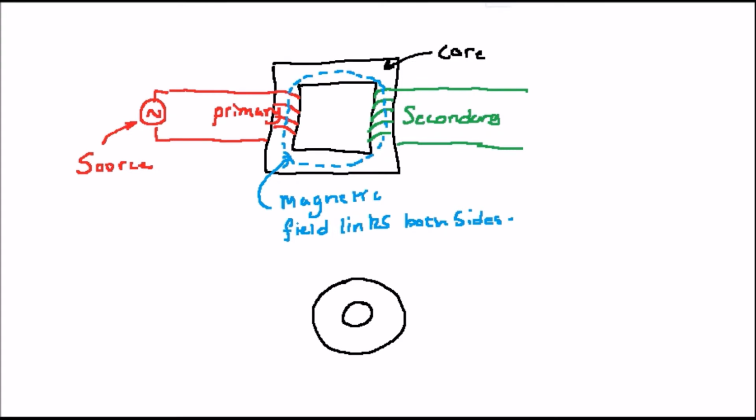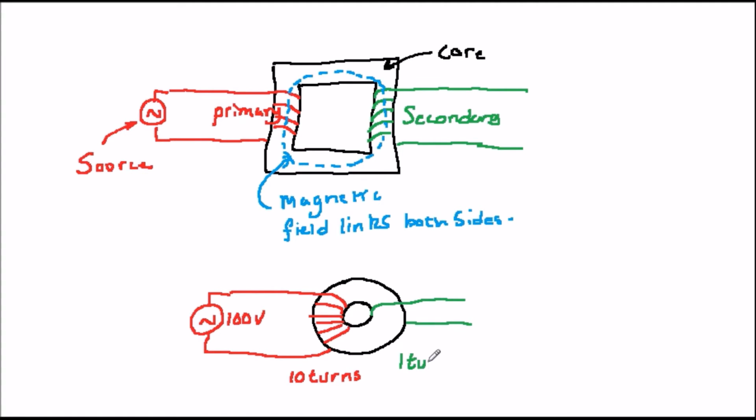A transformer can step up or step down a voltage by a ratio given by the turns ratio of its secondary coil to its primary coil. For example, if the primary coil has 10 turns and is supplied by 100 volts, and the secondary coil has 1 turn, it will step down in a ratio of 10 to 1 and give 10 volts out.